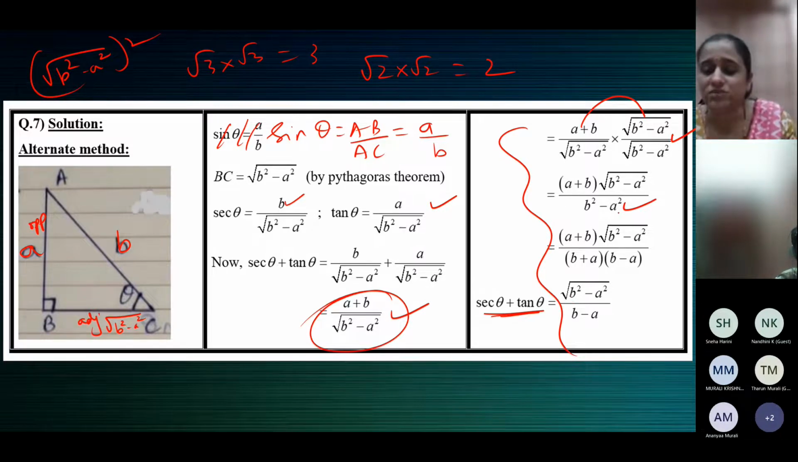Now B square minus A square is nothing but B plus A into B minus A. Similarly, A square minus B square is A plus B into A minus B. So you know that A plus B and B plus A both are the same. So they get cancelled. And this is the result. Root of B square minus A square by B minus A is the result.